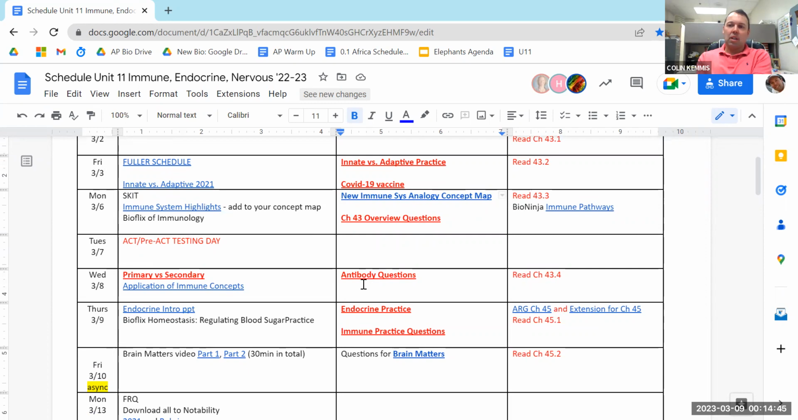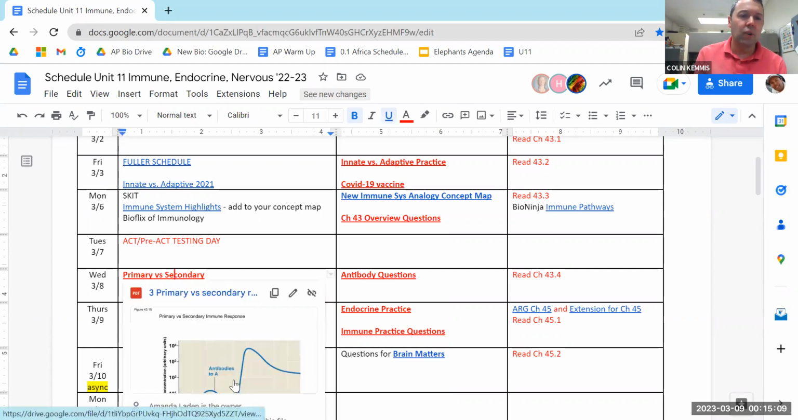So if you remember all that stuff, it shouldn't take you too long. If you need to go back and review it, I think that's good too. But by the end of today, you should have all of the immune system objectives completed and be ready for the next chapter, which is endocrine system, which is hormones and things.